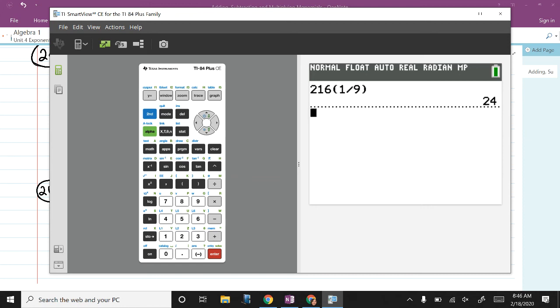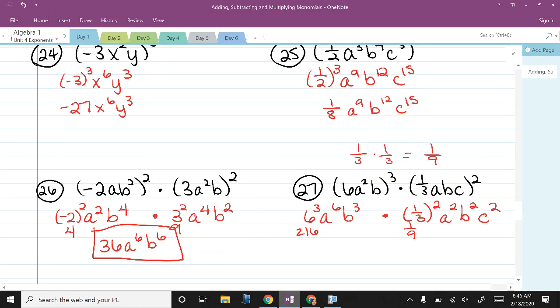Parentheses, and then you're dividing. That's it. So 24, and then what are we doing with our a's, b's, and c's over here? You're multiplying, so we're adding the exponent. So a to the 6 times a squared is a to the 8. B to the 3rd times b squared is b to the 5th, and then I need to tack on a c squared, right? So 24, a to the 8th, b to the 5th, c squared.